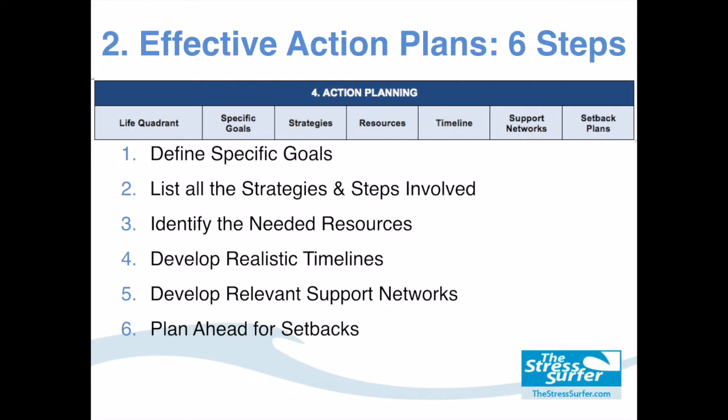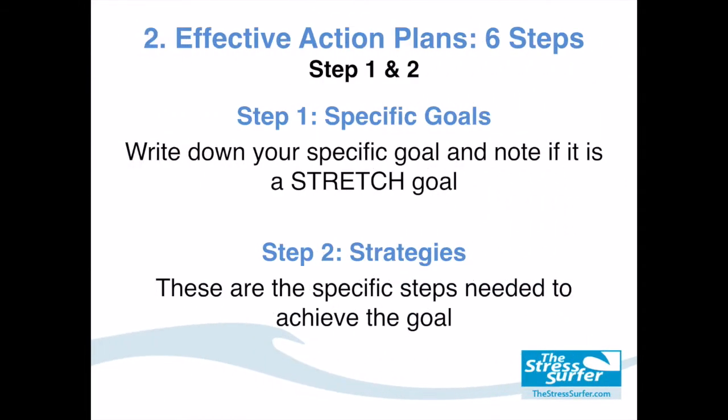Effective action plans, 6 steps. As you can see, there are 6 steps to an effective action plan. Defining a specific goal, listing all the strategies and steps involved, identifying the resources and the timelines, developing support networks needed for the goal, and planning ahead for any setbacks. Let's take a look at each of these 6.